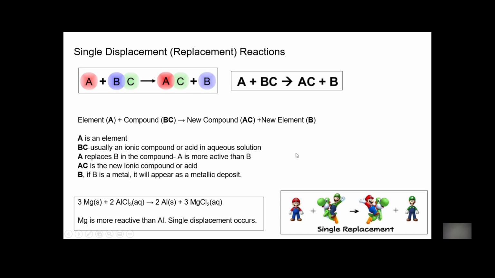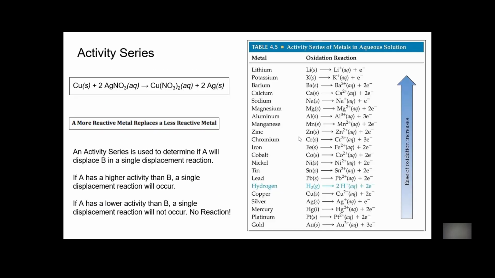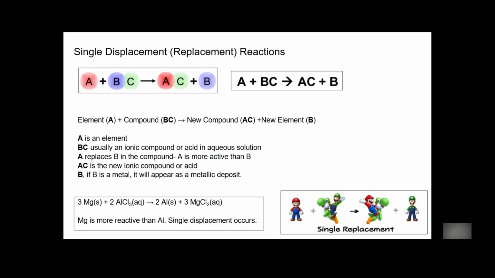And how we know that is by looking at a hierarchy table. So let's take a step back and let's break this down a little bit more. So here is magnesium. If magnesium is more reactive than aluminum, it'll kick it out. So you see where it was a solid.